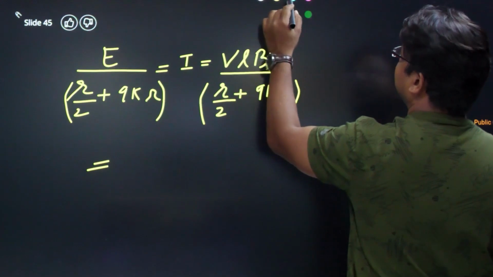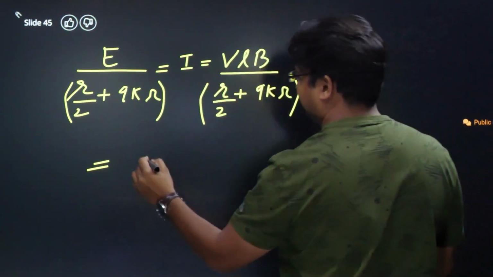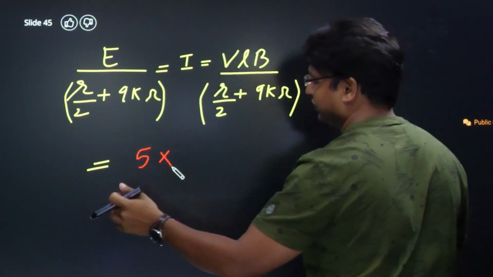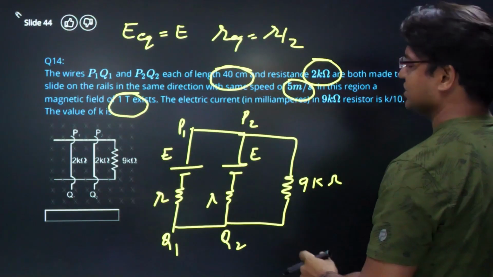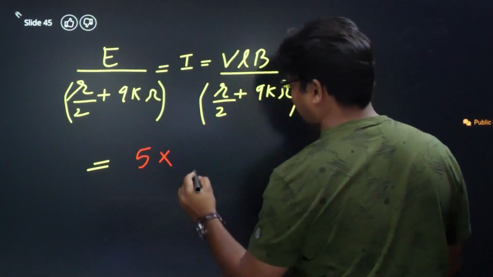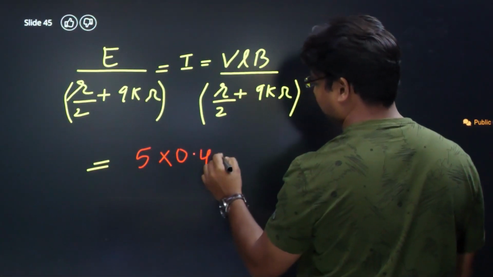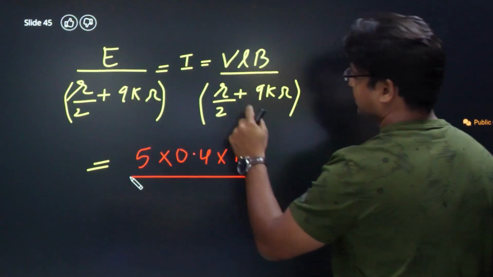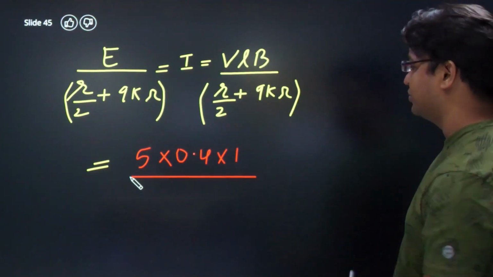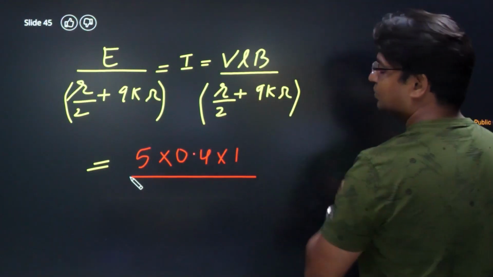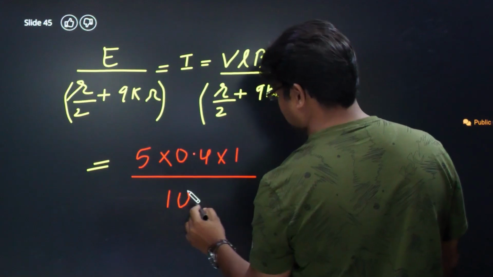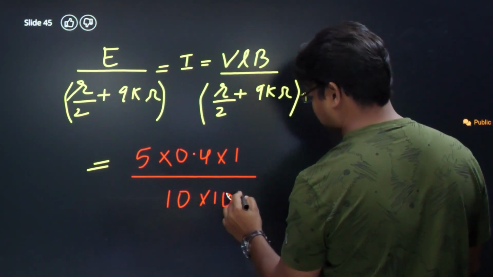So V was 5. Length was 40 centimeter, so 0.4. So length is 0.4. Magnetic field was 1 Tesla. This resistance was 2 kilo ohm. So by 2, 1 kilo ohm. 1 kilo ohm plus 9 kilo ohm, that's 10 kilo ohm. So 10 into 10 raised to power 3.